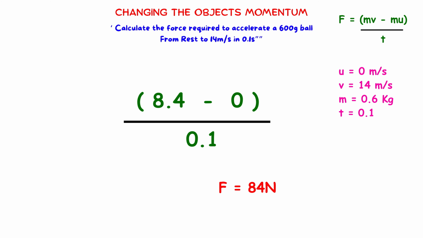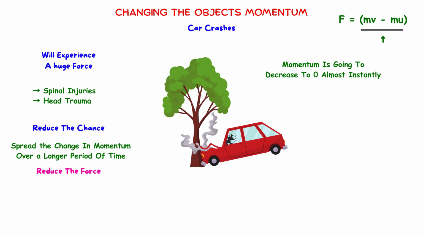This entire concept becomes critically important in real-life scenarios like car crashes. When a moving car collides with an immovable object such as a brick wall, the momentum of the car and any occupants inside it reduces to 0 almost instantly. This abrupt loss of momentum causes an extremely high force to be applied to the passengers, often leading to severe injuries such as trauma to the head or spine.